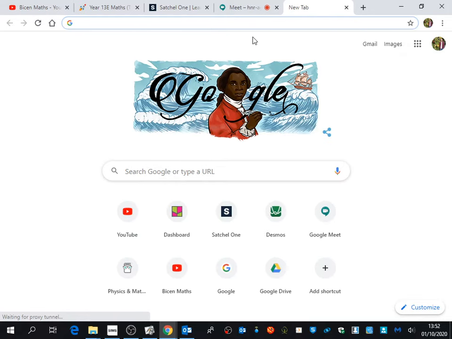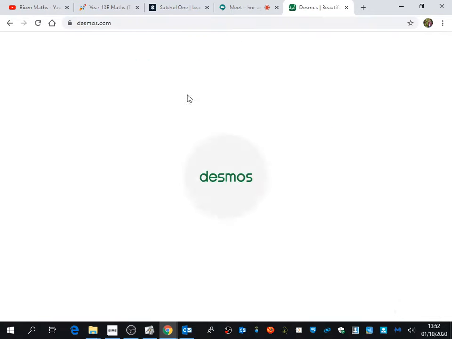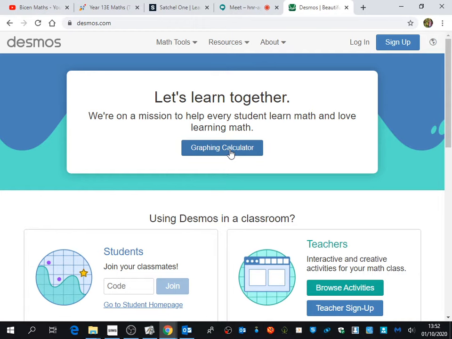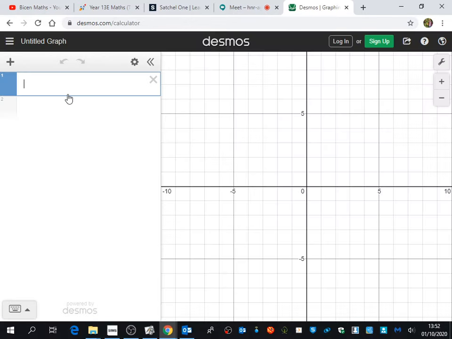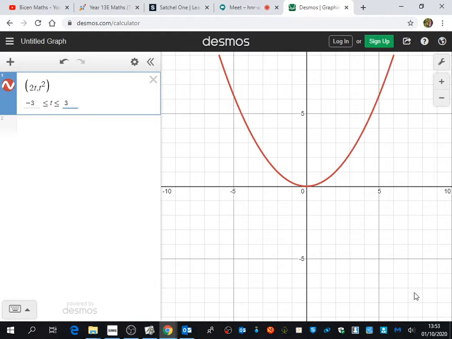So I'm going to go to Desmos. I think I remember how to type this in. If you want to type in a parametric, you type in coordinates, and then you type the x coordinate as the parametric equation, which is 2t, and the y coordinate, which is t squared. And you'll notice we've been allowed to decide what the values of t are going to be. So we said it's between -3 and 3.